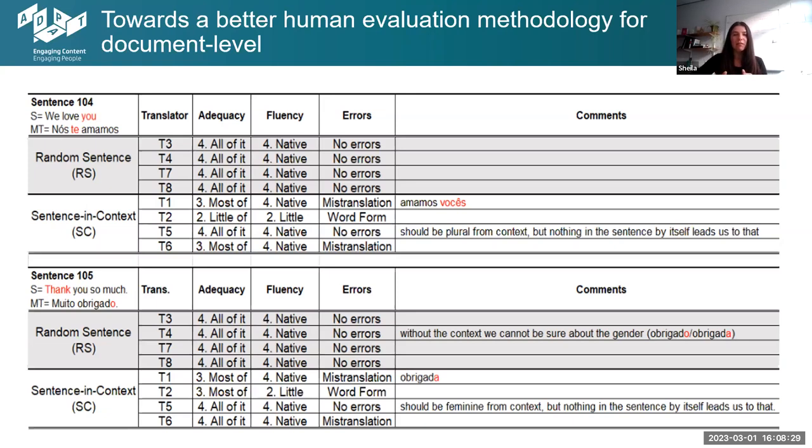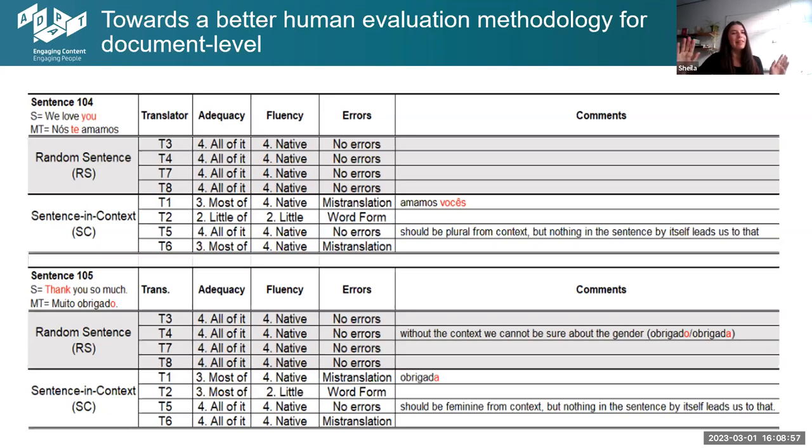And the type of errors is like mistranslation or word form. One translator thought that it should be feminine, but didn't want to give any error, didn't consider that an error. The same thing happened for sentence 104. When given that sentence in the random sentence methodology, there is 100% agreement. It's very adequate, it's very fluent, no errors.